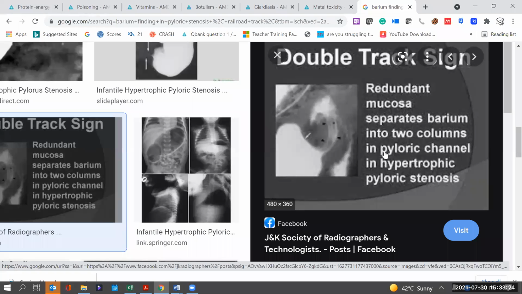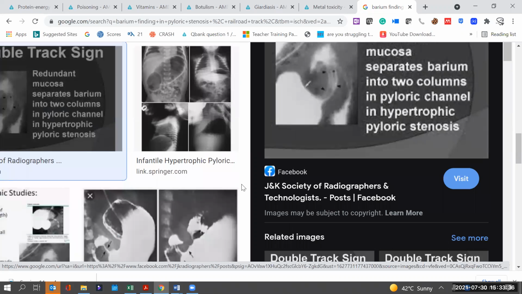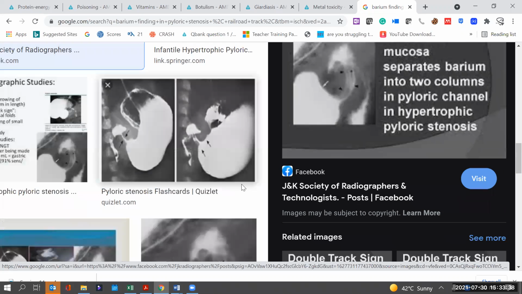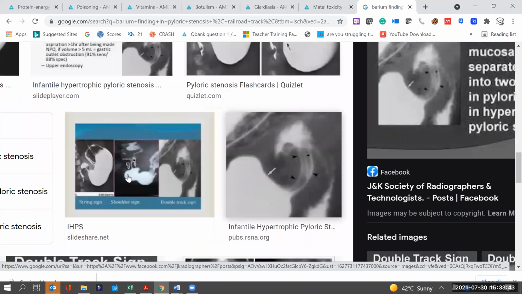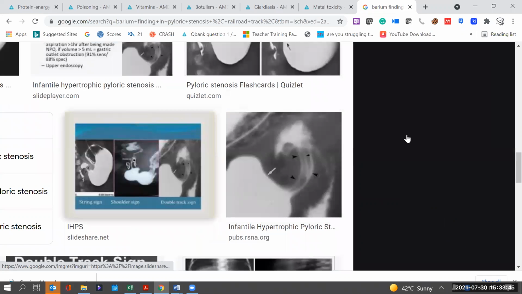And what is happening here, because of the hypertrophy of the pylorus, you can see barium is going to divide into two things. Like you can see the narrowing portion is here, then again barium is accumulated here and barium is accumulated here. But it's not very good. You have to see parallel two lines for this one. The string, here you can see string sign and shoulder sign.